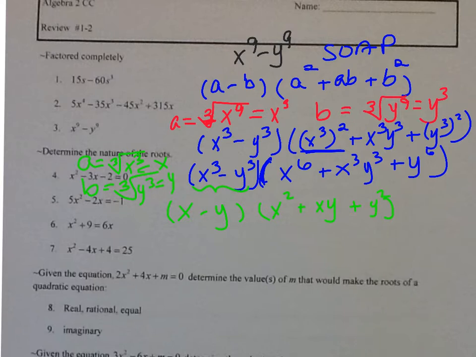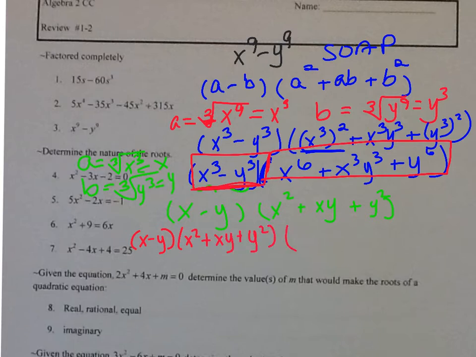Now you have to remember, we do have this that we didn't do anything with. What I just did in green is this factored. So now I just have to write the whole thing. X minus y, x squared plus xy plus y squared, and then I have this guy here. So it's x to the 6 plus x cubed y cubed plus y to the 6th power.